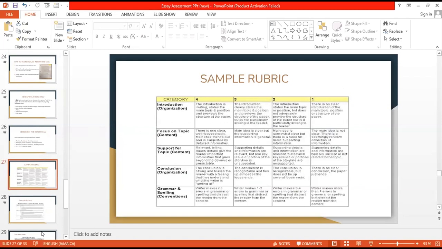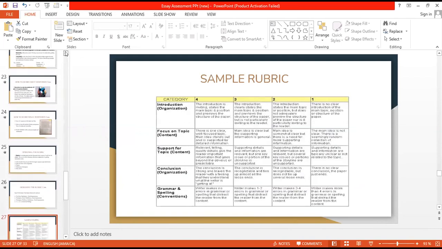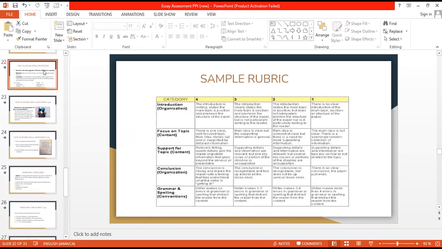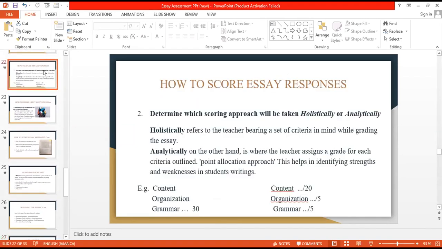I also want you to explain the difference between an analytic rubric and a holistic rubric, because that's important. Carly-Ann, would you be able to explain that? Yes, Miss, I can try. All right.